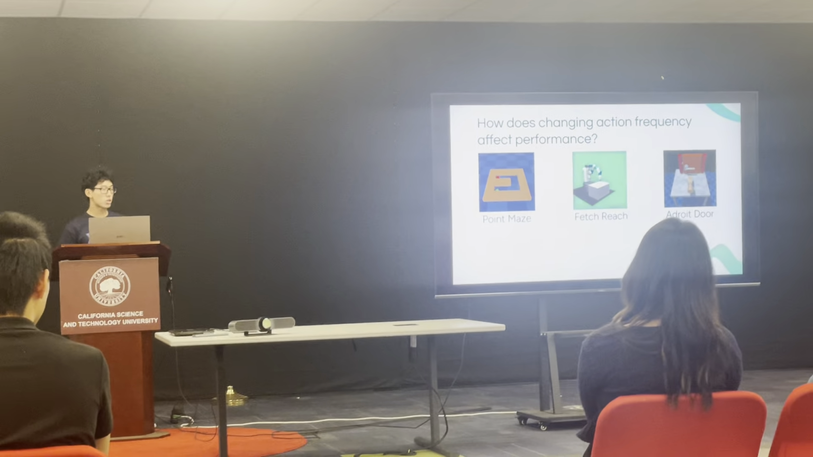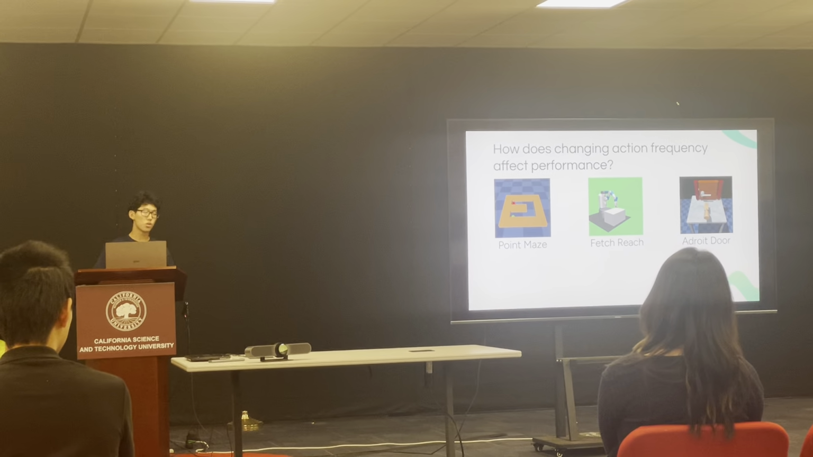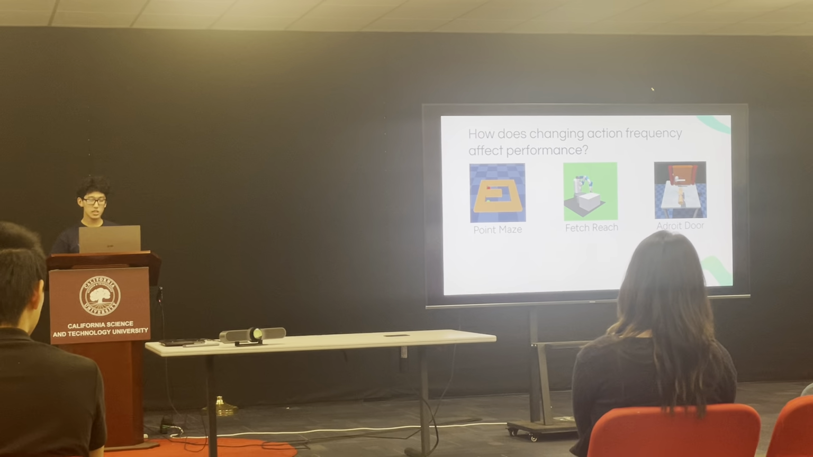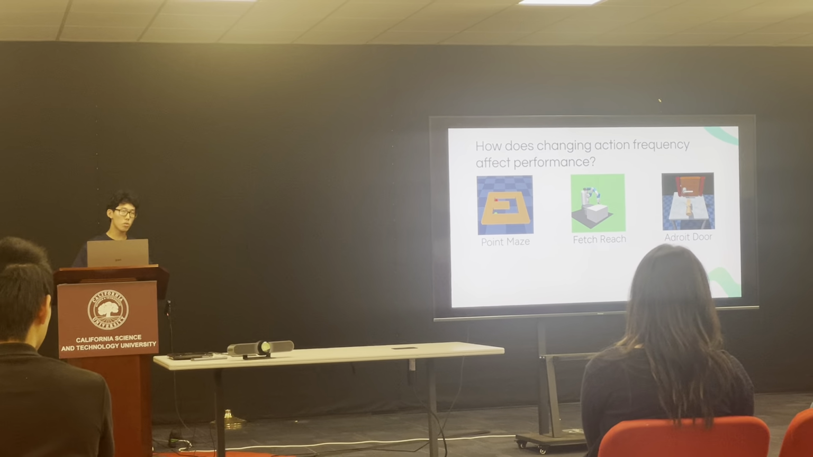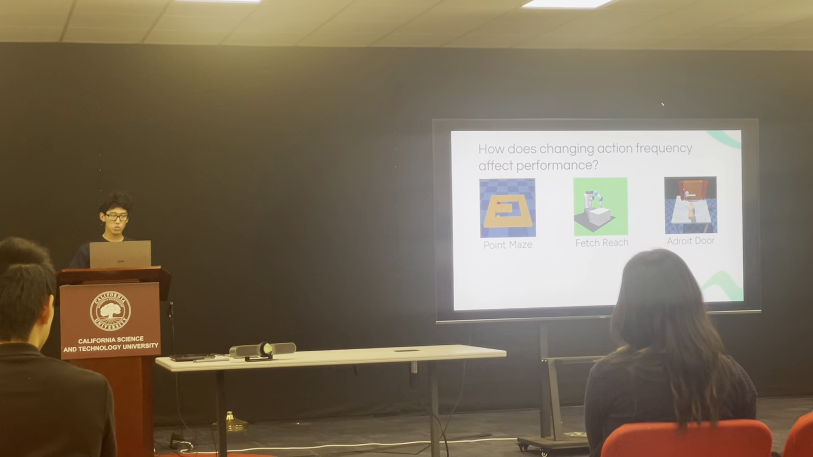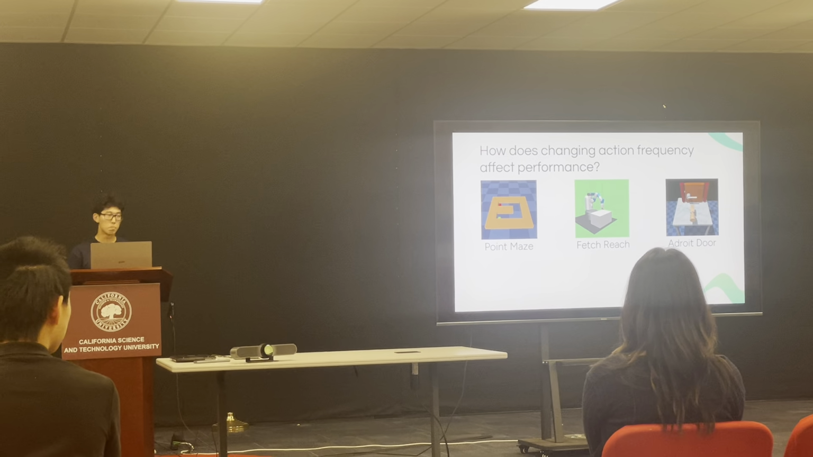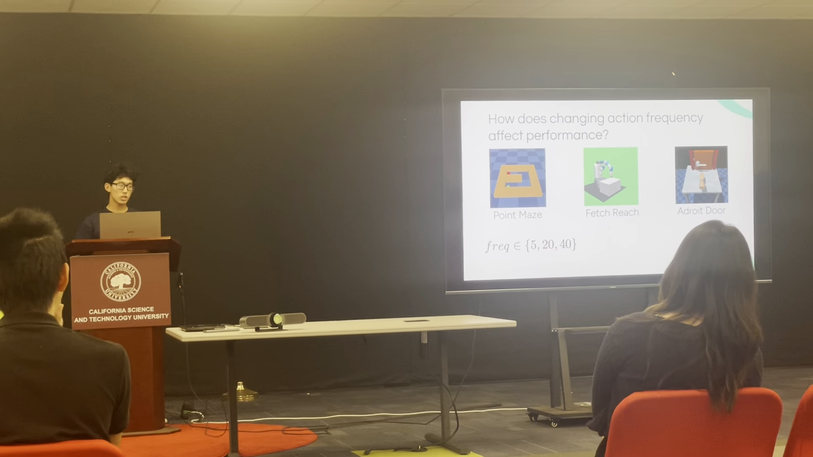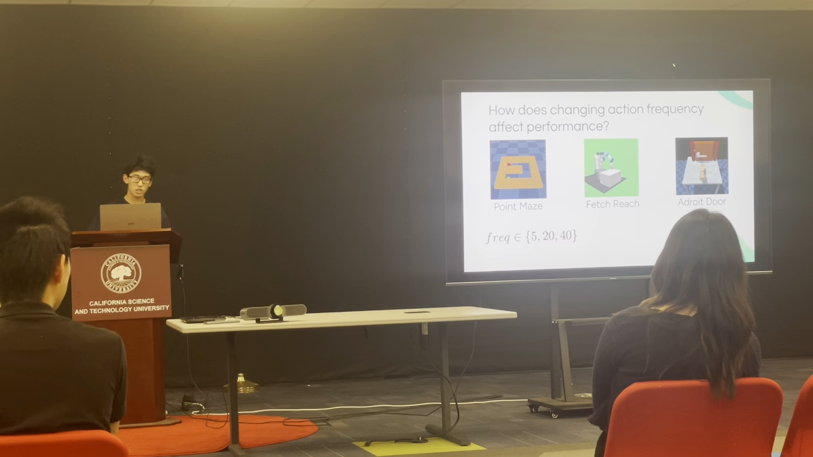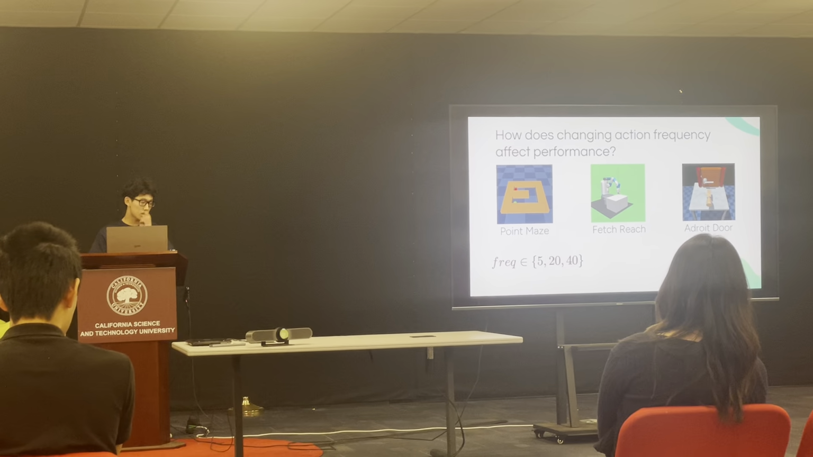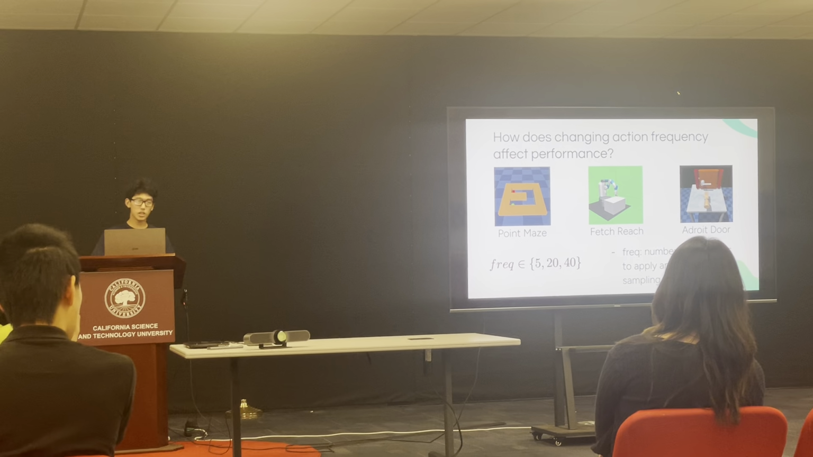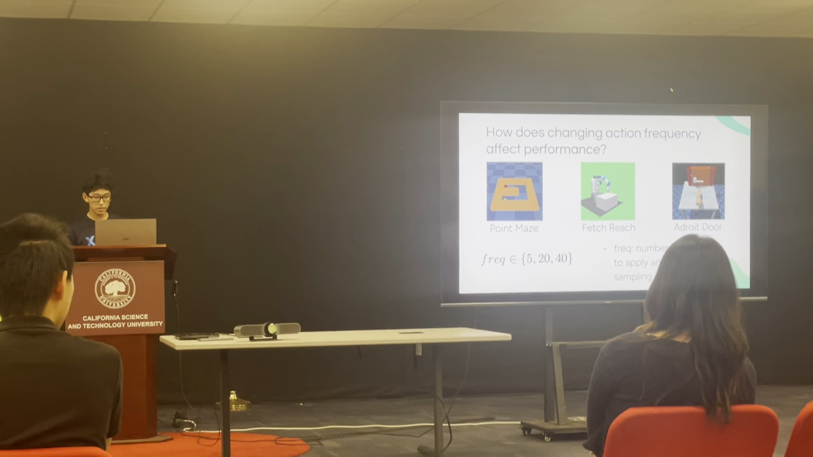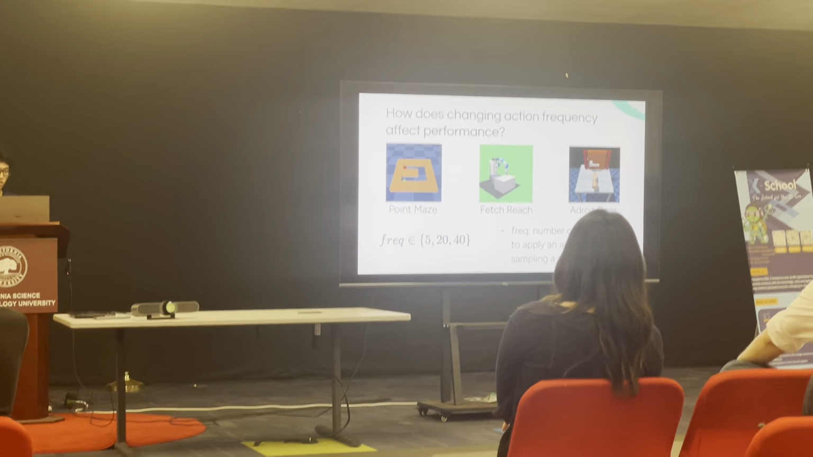We train our policies on 3 different tasks, which are point maze, fetch reach, and android door. Point maze requires the least precision, fetch reach is more precise, and android door is the most precise. And we sweep over frequencies of 5, 20, and 40 here, and we train 3 policies on each of these. Here, it's good to clarify that frequency I define as the number of time steps to apply an action before sampling a new action.